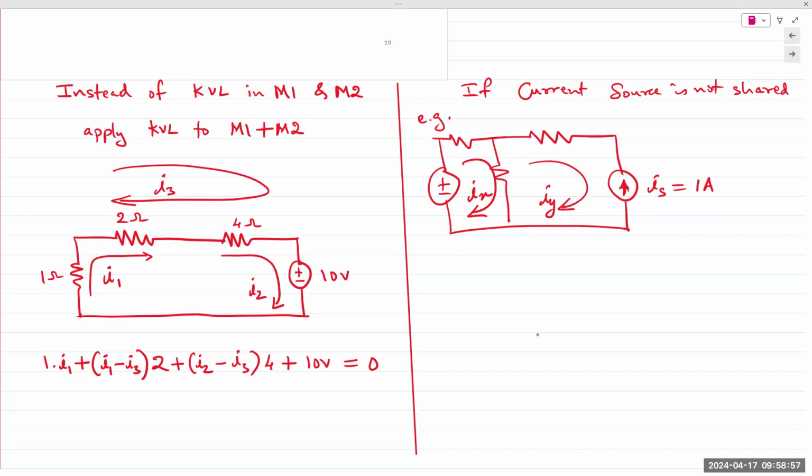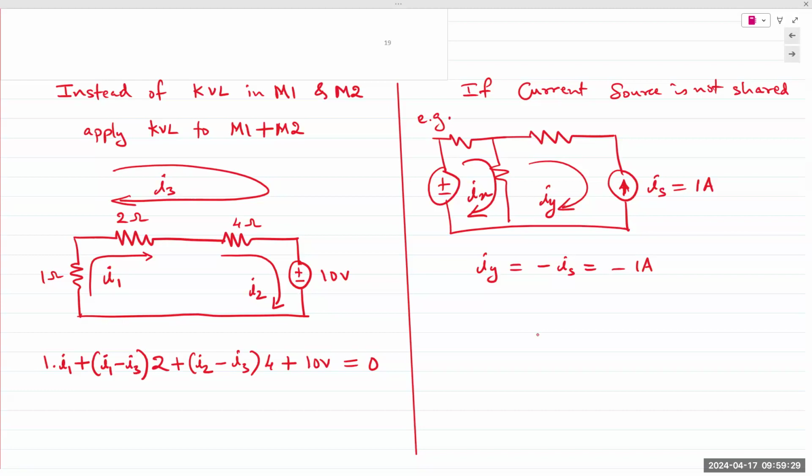What is the value for IY? -1. That's it. So IY will be equal to minus IS, and hence it has a value of -1 amp. So you automatically have an answer for one of the mesh currents. Then you only need to write one more equation in the other branch, and that's it.